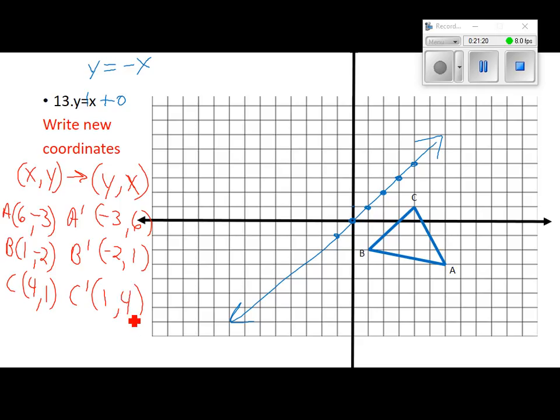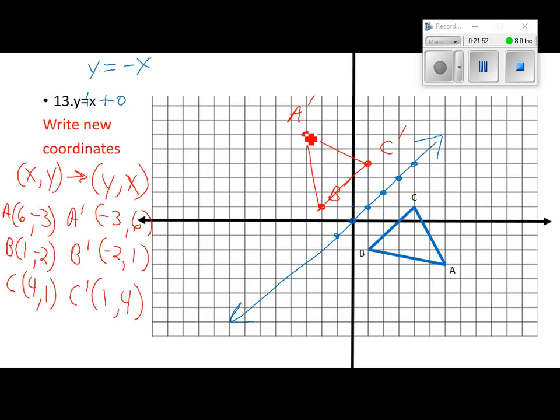Got to do this rule before you start to graph it. All right? Do the rule, see what the new points are going to be, then worry about graphing it. So -3, 6. That's A prime. -2, 1. That's B prime. 1, 4. That's C prime. We connect them and put the names in the way every single time.